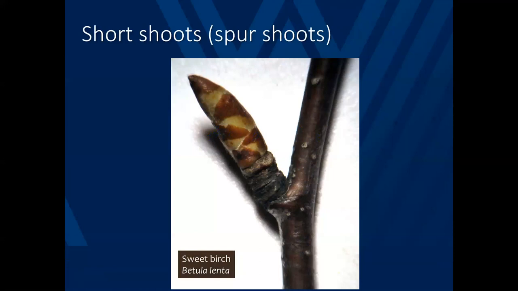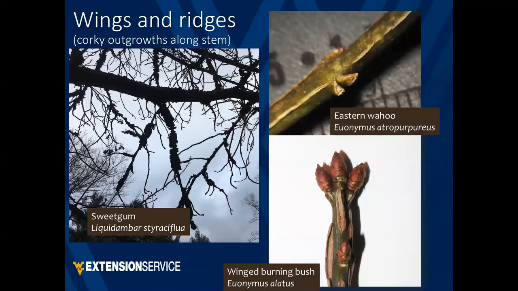Another attribute you might see in trees are these short shoots or spur shoots. This is basically where you have a bud and it breaks open, a couple leaves come out, but it doesn't elongate much. So it just sticks there. And so you develop these little short woody twigs that become very apparent when you're looking up into the crown of the tree, especially in the winter.